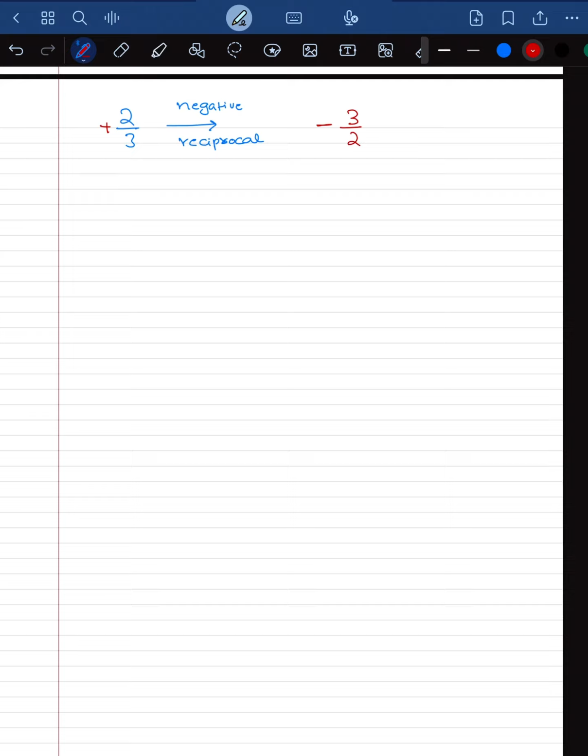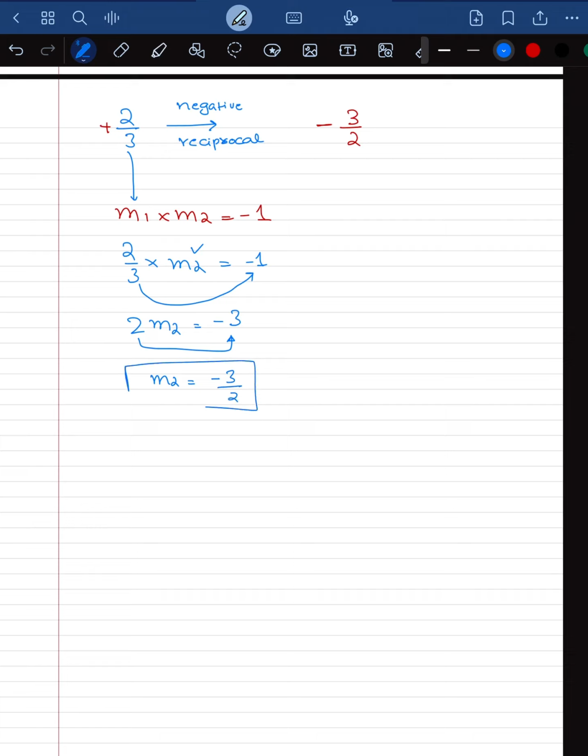Now if you don't want to do it like this, you can use this formula: m1 multiplied by m2 is equal to -1. We know the value of m1, that is 2 by 3. So 2 by 3 multiplied by m2 is equal to -1. Now we need the value of m2, the second slope. The 3 will multiply on the other side, so 2m2 is equal to -3. Then the 2 will divide on the other side, so m2 is equal to -3 by 2. You can see that by the two methods we get the same answer. So either you can use the formula or you can directly write the slope.